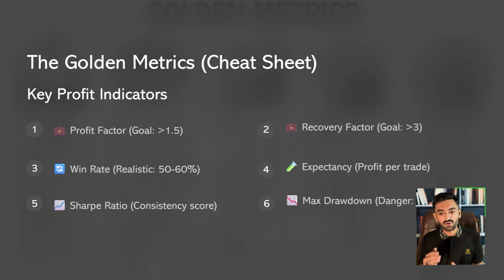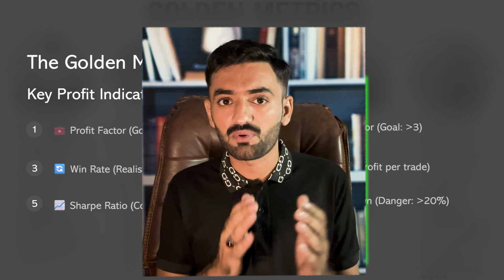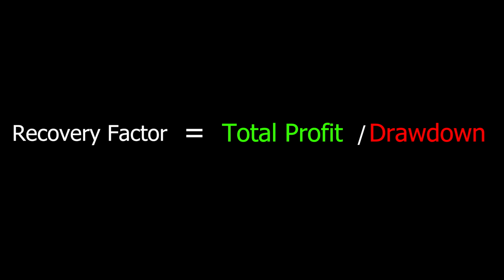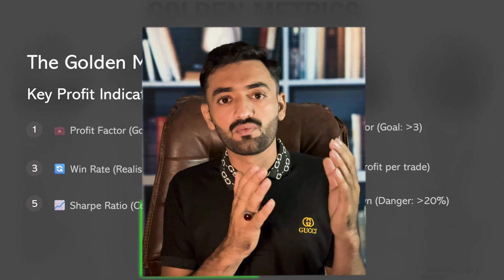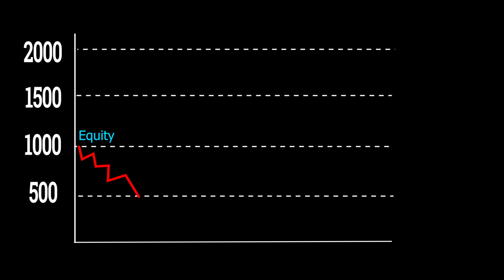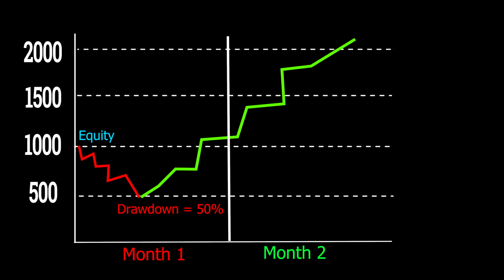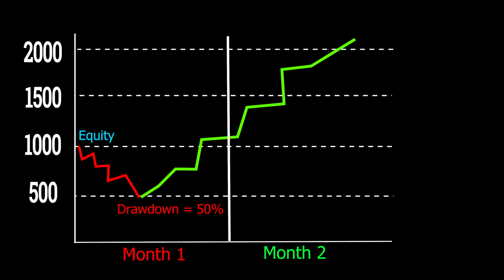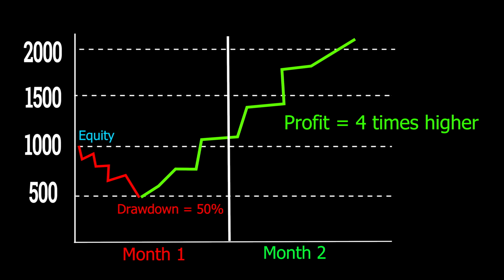At number 2, the recovery factor. Like the profit factor, the recovery factor is the ratio between the total net profit and the drawdown. Let's suppose you are trading with $1,000 and the equity goes down to 500. This means the drawdown is 50%, and after a month your total net profit is $2,000. Profit is 4 times higher than the drawdown.